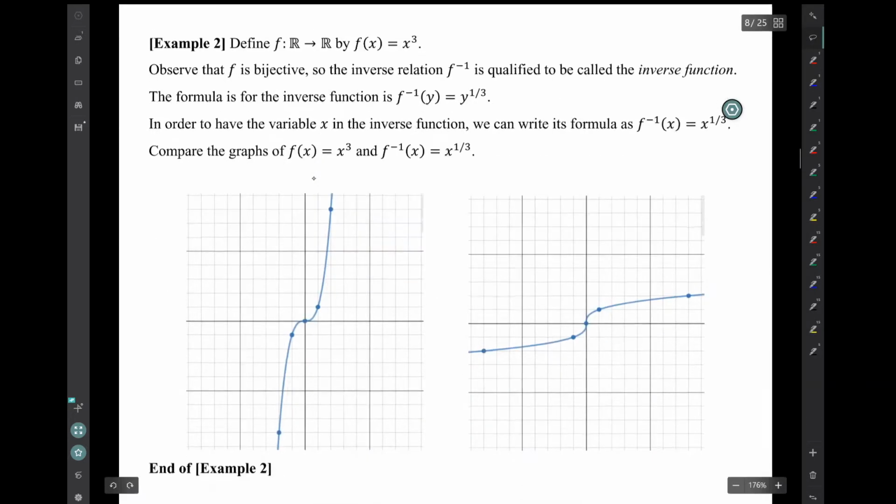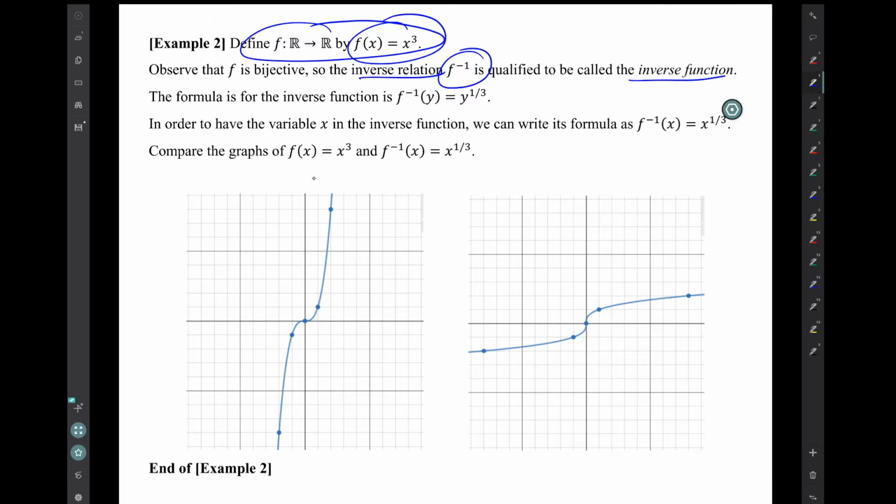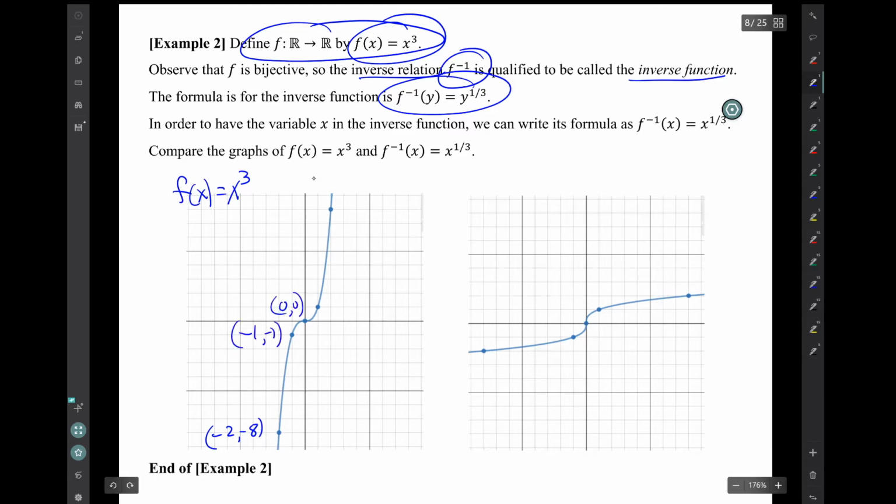So the graph of the inverse function is also obtained by reversing the order of the elements in the ordered pairs. So for instance, let's consider this function with domain, the set of all real numbers, and range, the set of all real numbers, defined by f of x equals x cubed. This function is bijective, so the inverse relation is qualified to be called the inverse function. Its formula is this. Let's look at the graphs. The graph of f of x equals x cubed has some famous points. The graph of the inverse function has the corresponding points with the coordinates reversed.